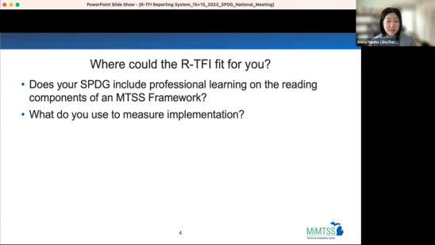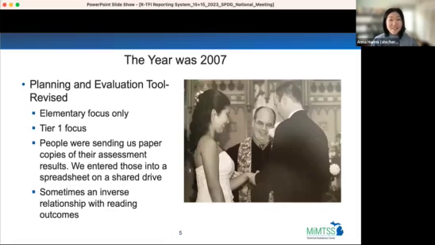So if you do have, or you're considering embedding into a future SPDG, something that touches on the reading components of an MTSS framework, we need to have something to measure the implementation of that in school settings. And so we think that the RTFI could be a great tool to assist you with that. But that's not where we started in Michigan with what we have now. We actually started, so when I got connected to the TA Center, it was 2007, this picture of my husband and I at our wedding, because it was a good year for me, 2007.